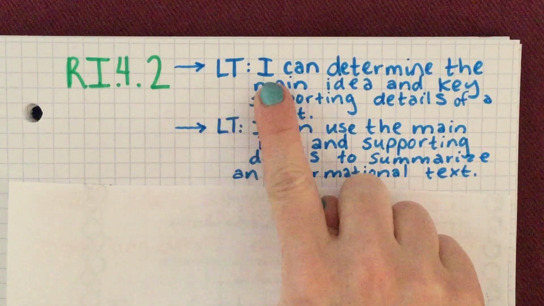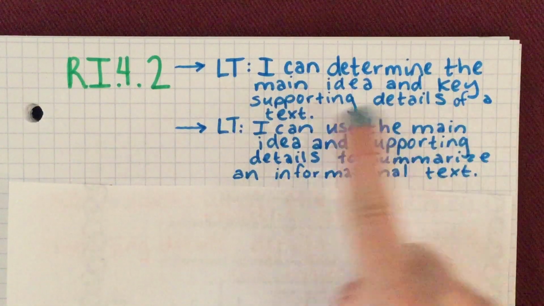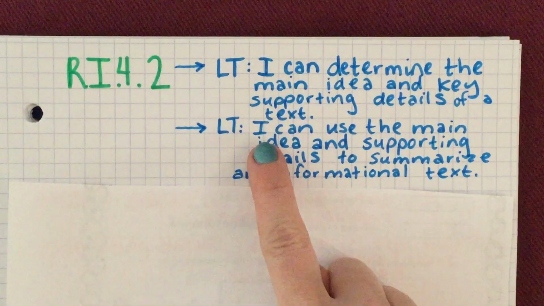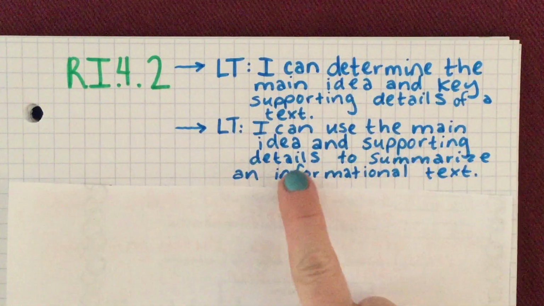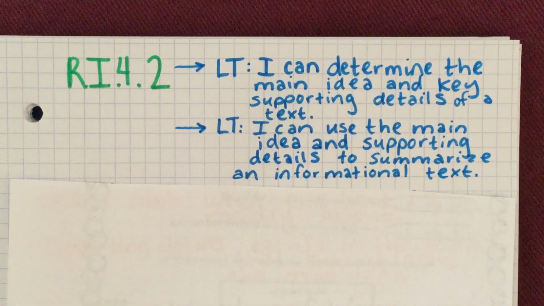Our first learning target is I can determine the main idea and key supporting details of the text. The second target that we're going to meet is I can use the main idea and supporting details to summarize an informational text. I'm sure both of those look really familiar to you.